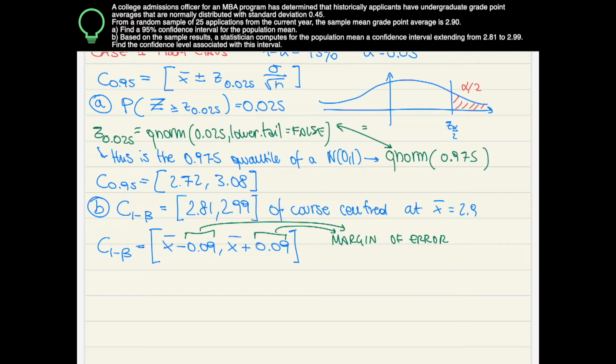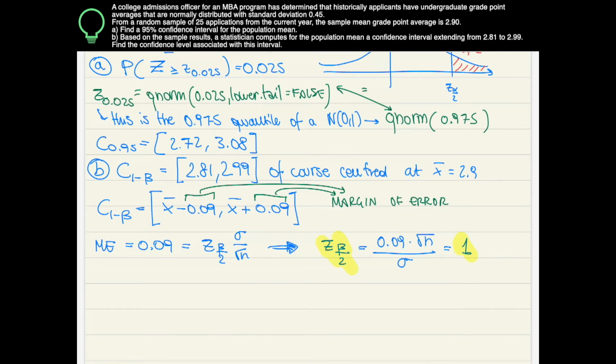Therefore, in this case, our margin of error, ME, which is 0.09, must be equal to z of alpha over 2, but they are using a different confidence and therefore a different significance. So this is z beta over 2 times sigma over the square root of n. This has to be equal to 0.09. Rearranging these terms, we have that z beta over 2 will be equal to 0.09 times square root of n over sigma. And if you solve this calculation, this is exactly equal to 1. Great, so we know that z beta over 2 is equal to 1.